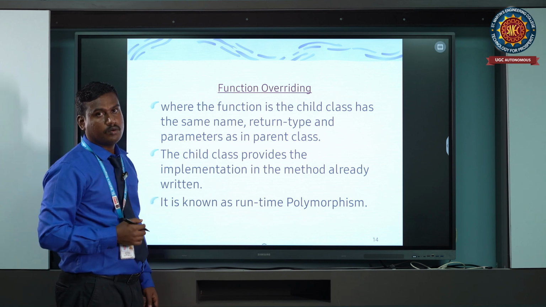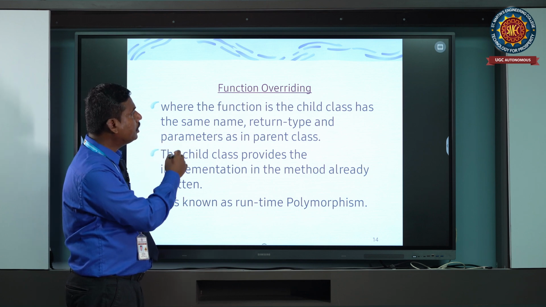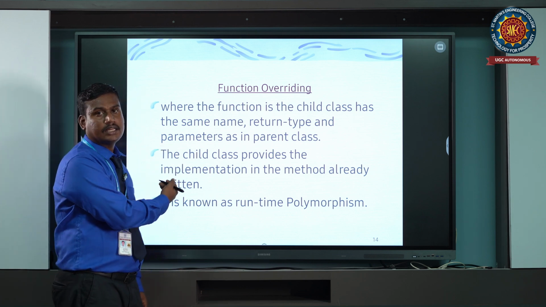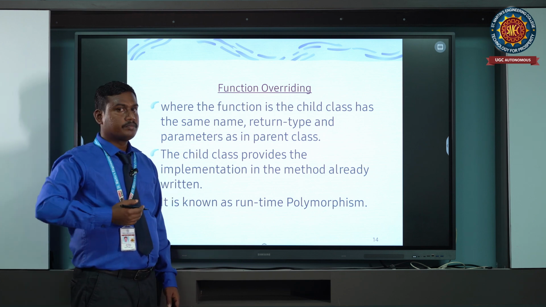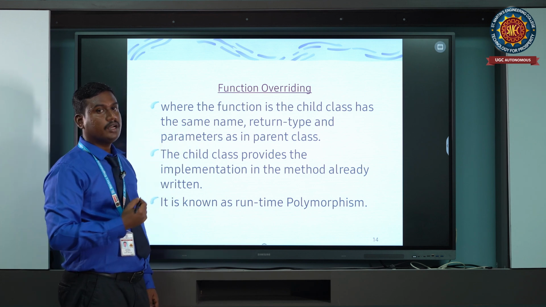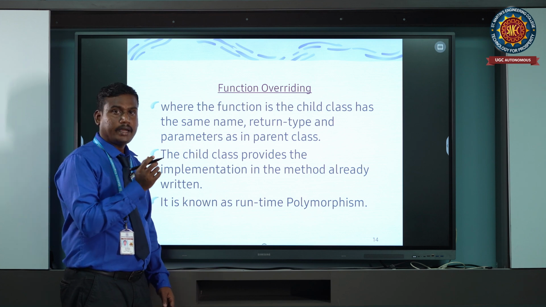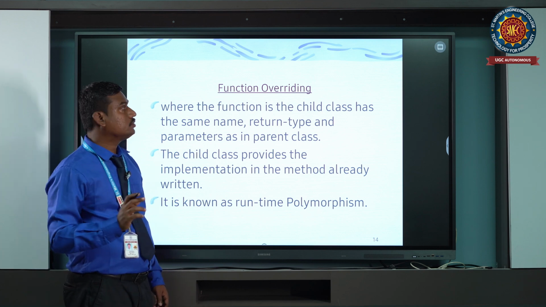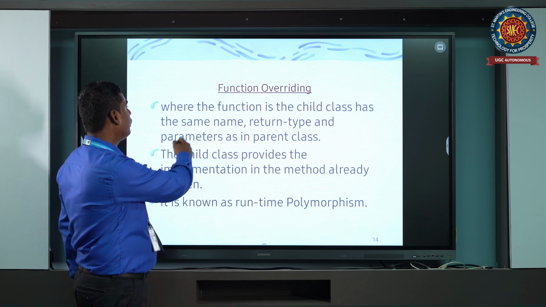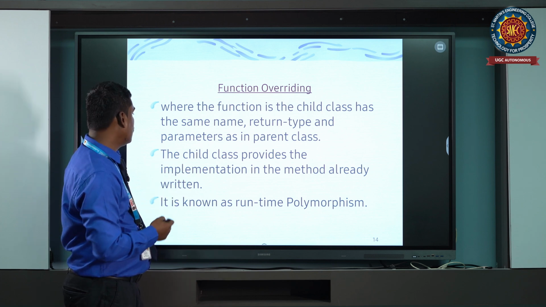Next one is function overriding. We know overloading. Now overriding means the function in the child class has the same name, return type and parameters as in its parent class. In the next topic, inheritance, we will discuss what a parent class and a child class are. But we have two classes, one parent and one child, and the values returned can differ from parent class to child class. That is called overriding.